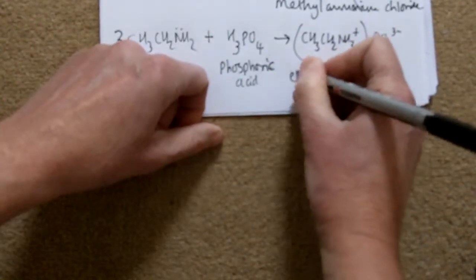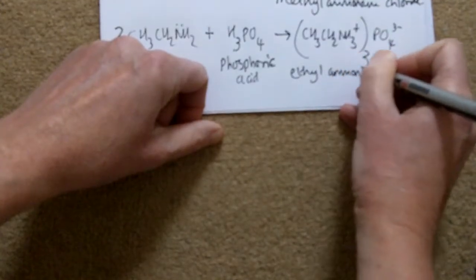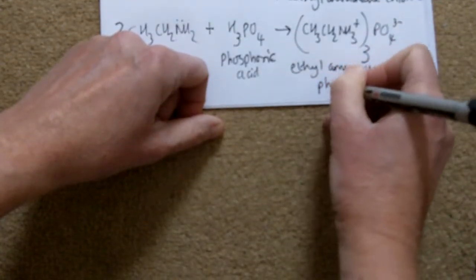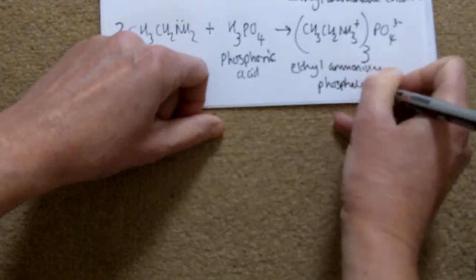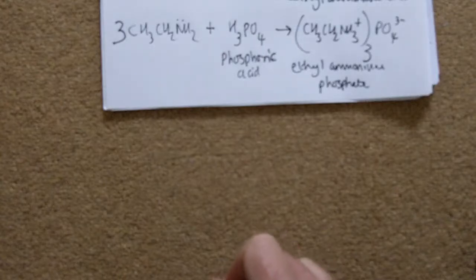I'll squeeze the name on. Ethyl ammonium phosphate. Ammonium salts can be used as fertilizers, for example. Okay, so they're just like amines, right?